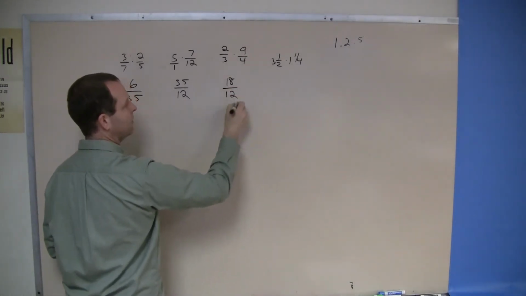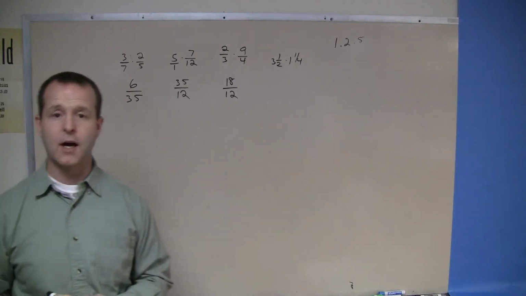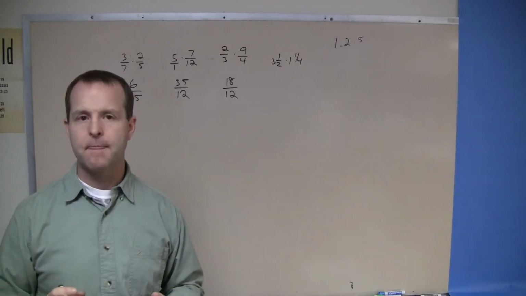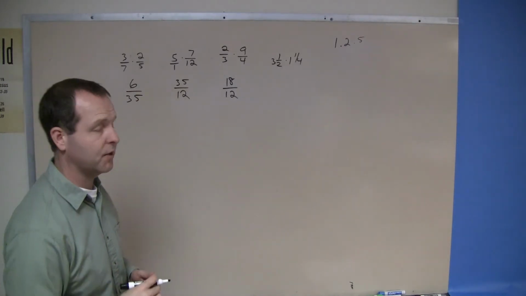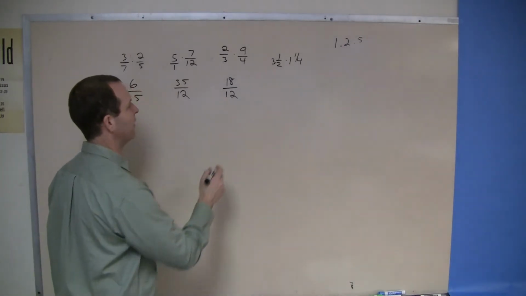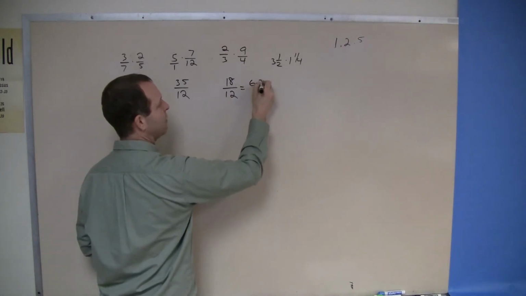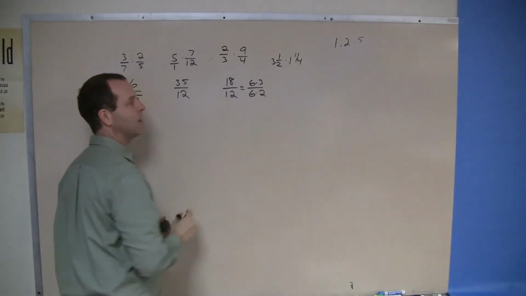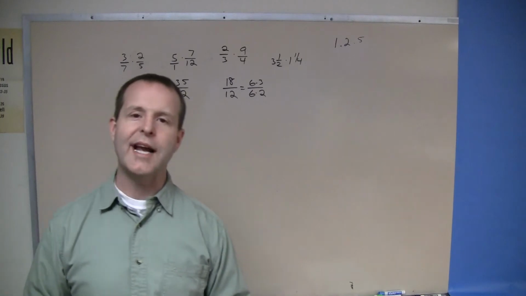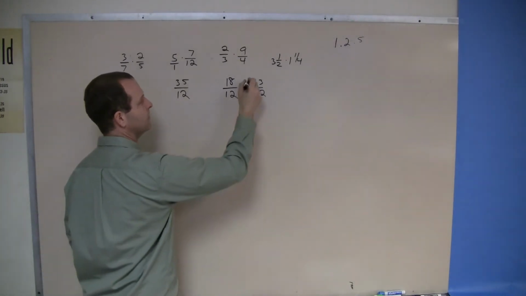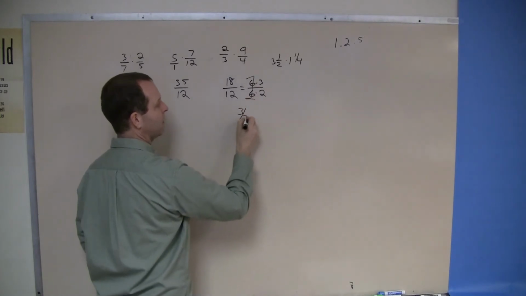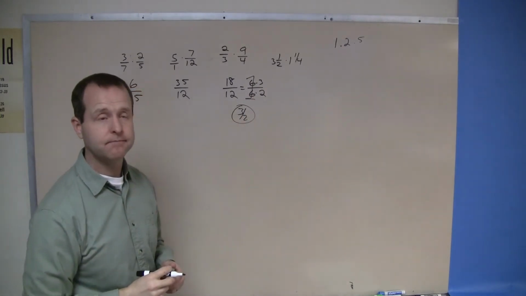2 times 9 is 18, and 3 times 4 is 12 on the denominator. But in this one, there does appear to be some factors in the top that are consistent with factors in the bottom, or the denominator. So I can rewrite this as 6 times 3 over 6 times 2. And in so doing, I see that I have a 6 over a 6, or a clever version of 1. So I'm left with 3/2.